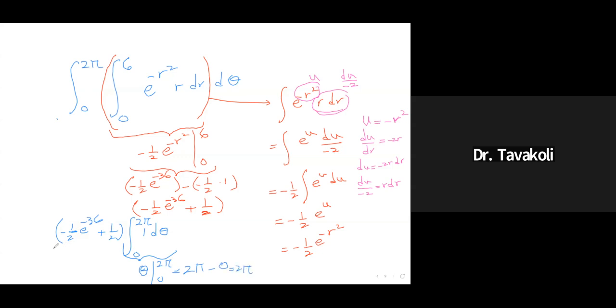So the final answer is the product of that parentheses and 2 pi. So it's going to be 2 pi times that parentheses. What was that parentheses? Minus 1/2 e to the power of minus 36 plus 1/2. And here, the exact value was meant, so I can't do anything about e to the power of minus 36. The only thing I can do is distribute this 2 over the parentheses. And so the final answer will be pi times negative e to the power of minus 36 plus 1.